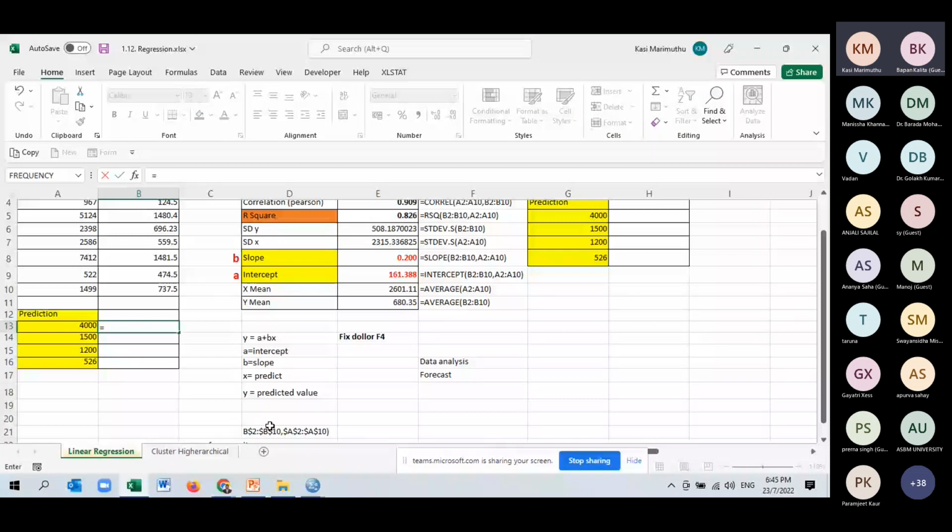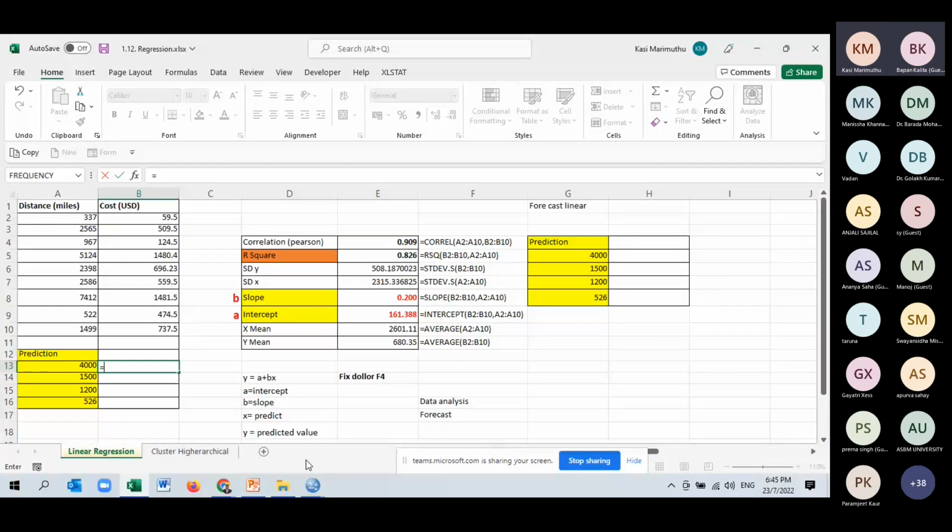So equal to, what is A actually? A is the intercept, this value. A is this value. Put equal to. And before we move on, you also can copy paste this column. One more time we are going to use another application. This also you can copy paste here, this particular portion. Prediction 4,000, 1,500, 1,200, 526. Okay. So shall we substitute the A value? This is the A value.